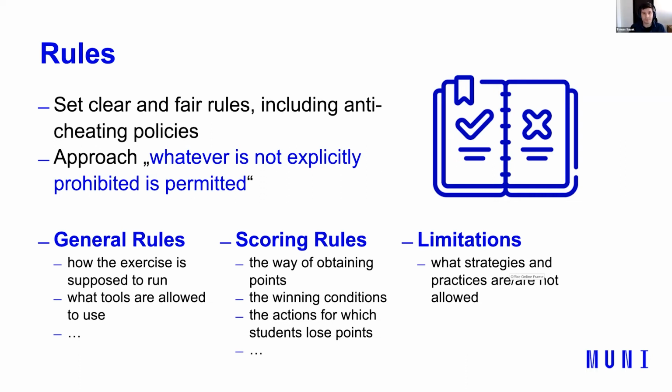And there are some types of rules, for example, general rules, which describe how the exercise is supposed to run, scoring rules, where you set the way of obtaining points and the way they will be punished, or lose points, for which actions, and limitations, in which you specify which strategies they can use, they cannot use, etc.